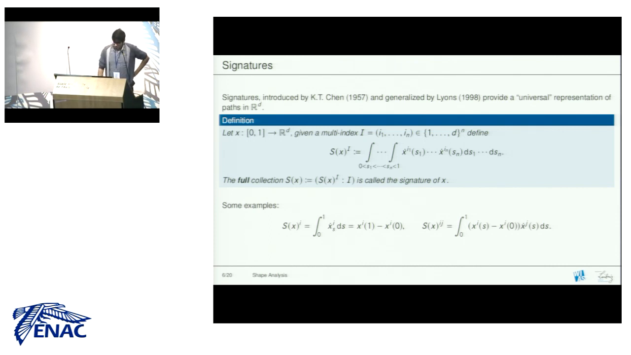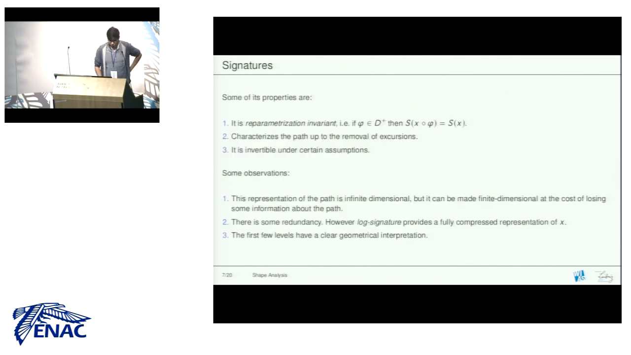So what are the properties of this map? For one, it's automatically reparametrization invariant. This was already proved by Chen. If you compose your curve with an orientation preserving diffeomorphism of the interval, then you get the same collection of numbers.